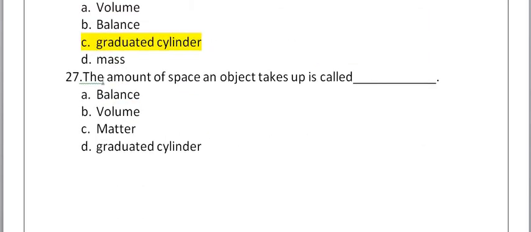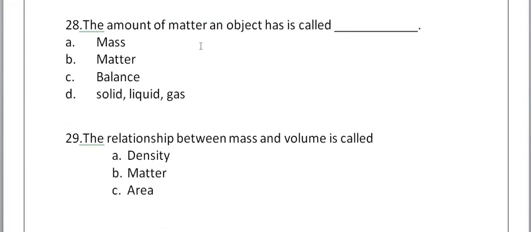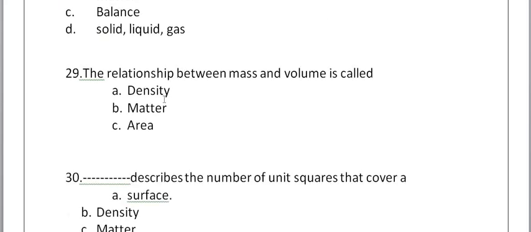Okay. Number 27. The amount of space an object takes up is called the amount of space, so it is a volume. Okay, the amount of matter in an object is called the amount of matter, it is the mass. The word relationship means the rule or the mathematical equation between the mass and volume. What was it called? It was the density, because the density was measured by mass divided by the volume. So the relationship between mass and volume is called density.